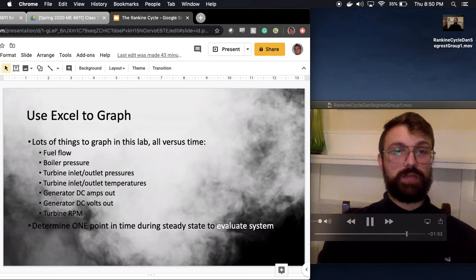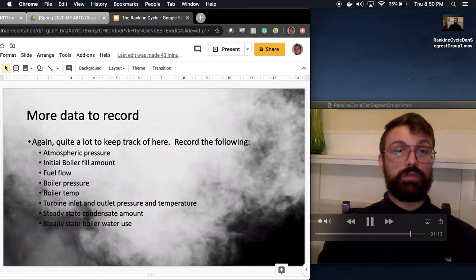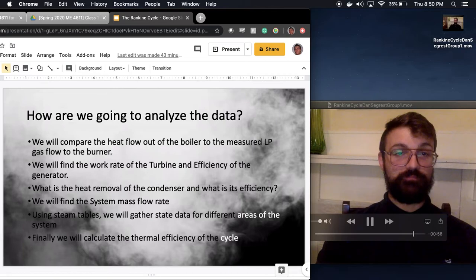There's quite a few things we need to graph. These are all going to be versus time. We've got fuel flow, boiler pressure, turbine inlet and outlet pressures, as well as temperatures, the generator DC amps and volts, plus the turbine RPM. So we also need to determine one point in time that steady state was pretty much going on for sure to evaluate the system. And then at that point, we're going to be recording the atmospheric pressure, the boiler fill amount, the fuel flow, boiler pressure, boiler temp, turbine inlet, outlet pressure and temperature, steady state condensate amount, and the steady state boiler water that we used up. Quite a few things to keep track of.